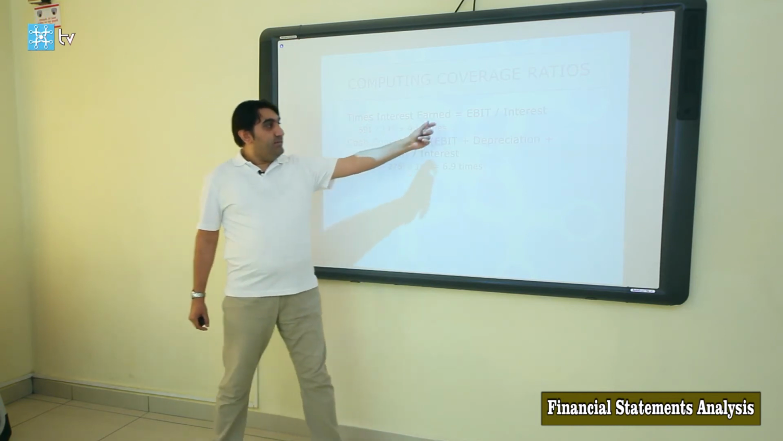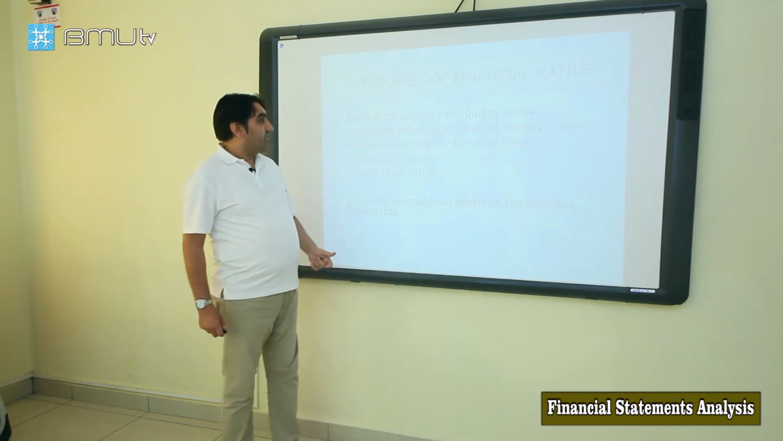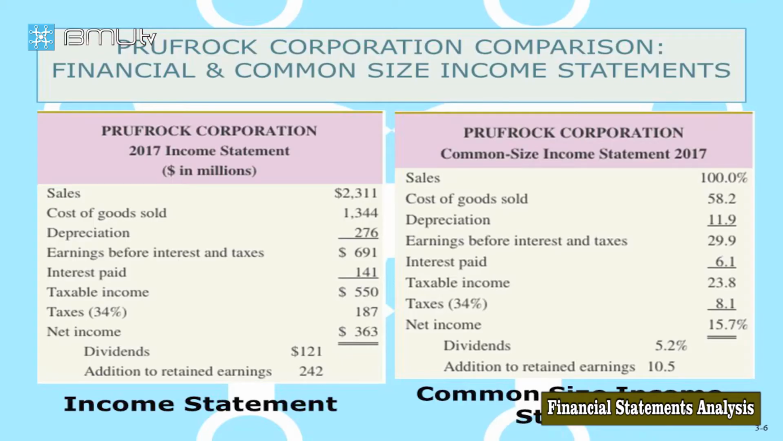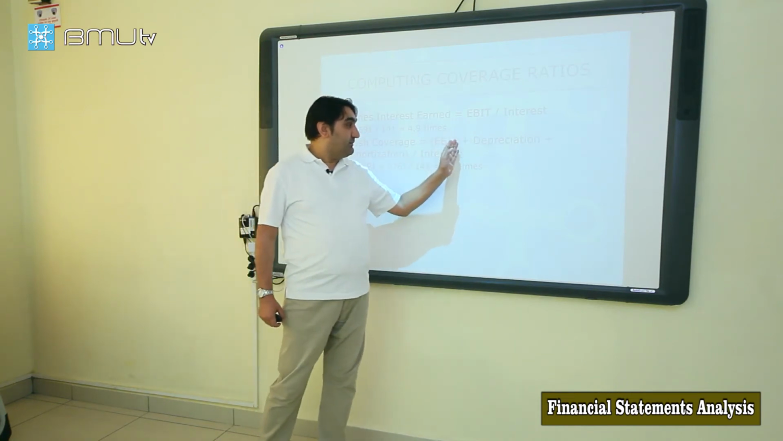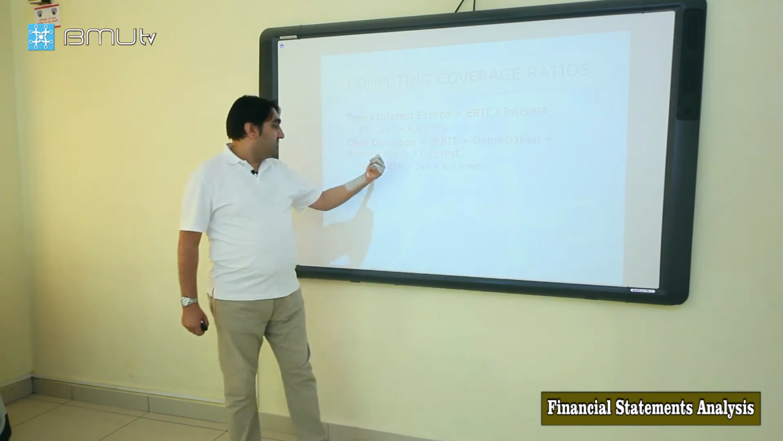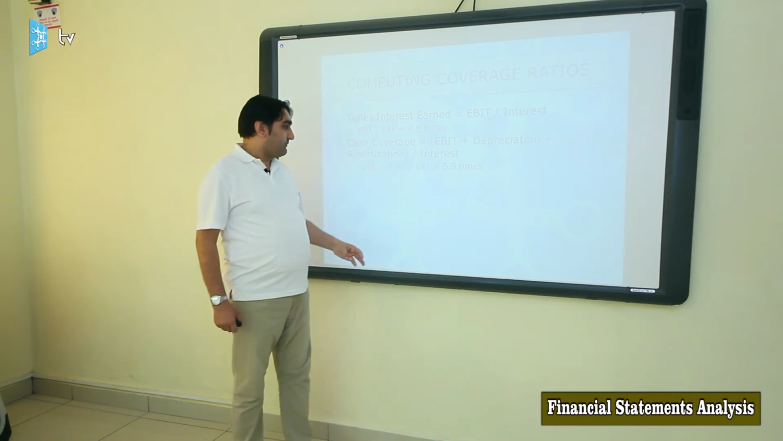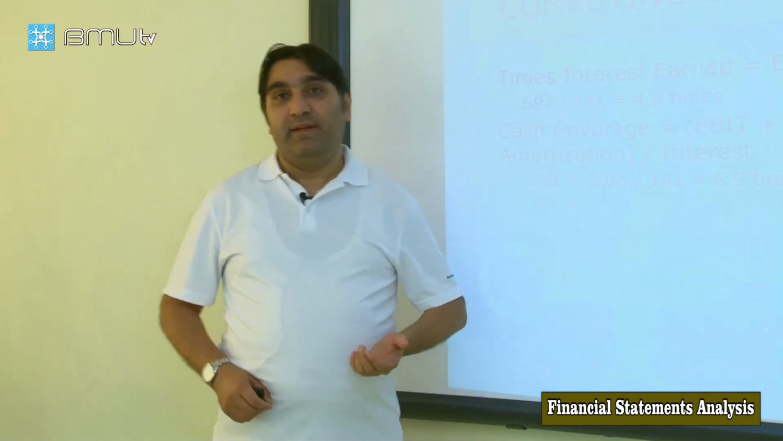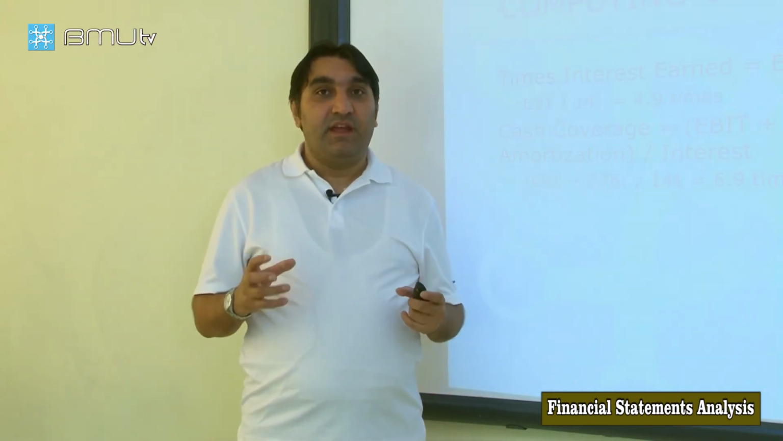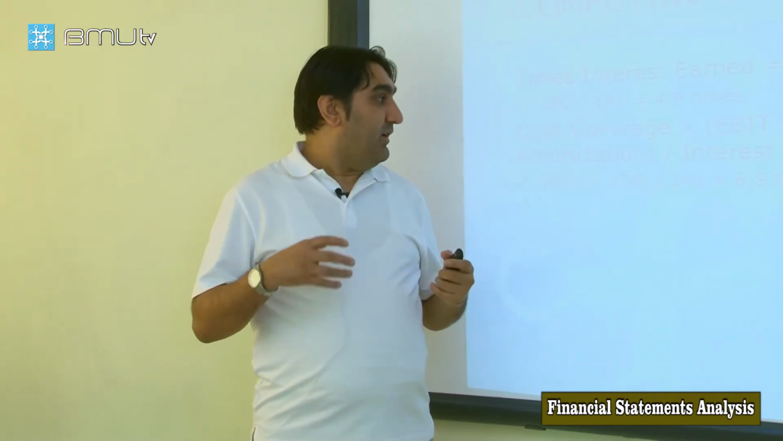So we know this EBIT has a non-cash item of depreciation, that's sales minus COGS minus depreciation, and we know that this depreciation is a non-cash item. We haven't really paid out this depreciation, but we have subtracted it here. We add it back for our cash coverage ratio, EBIT plus depreciation plus amortization, if we have any, divided by interest. So here it is 6.9 times. We say that this company is able to pay its interest with its cash about 7 times.